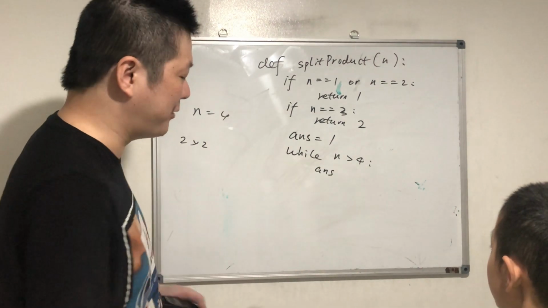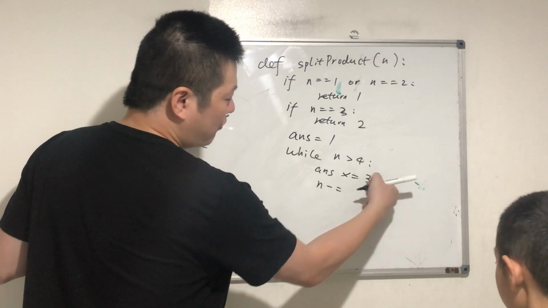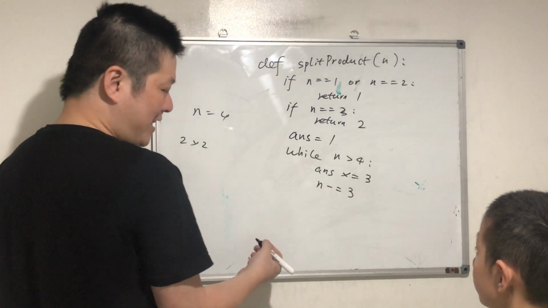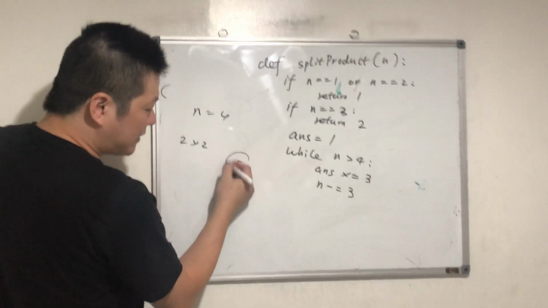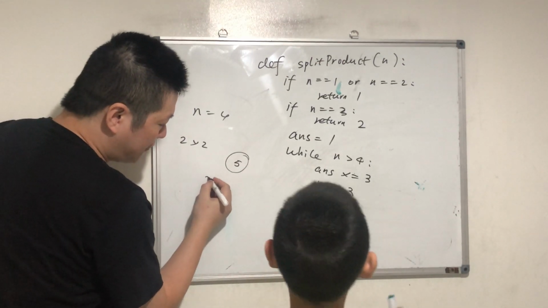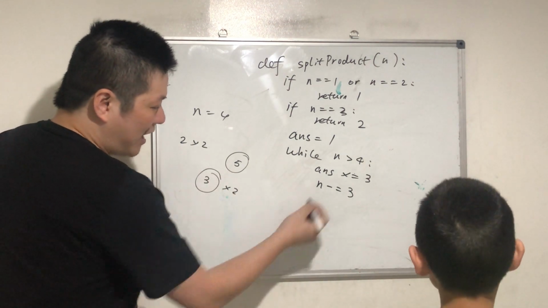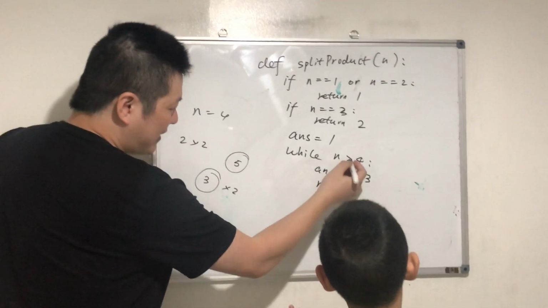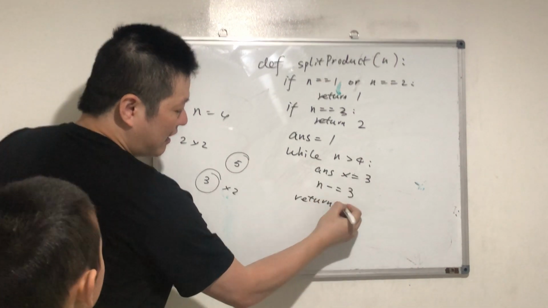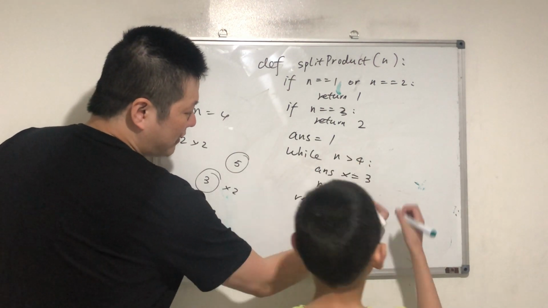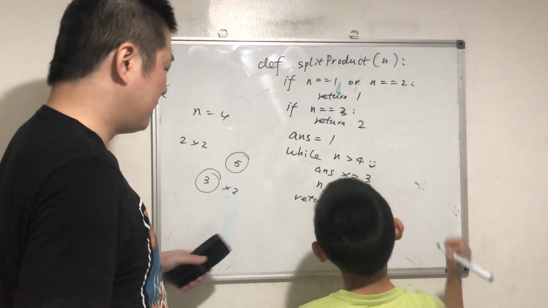If it is more than 4, we take a 3 out, right? For example, let's look at 5. 5 equals 3 and 2, right? So I take a 3, now I have one 3, and now n is 2. So what should we do? Return the answer, which is 3 times the remaining n, right? Does it make sense?